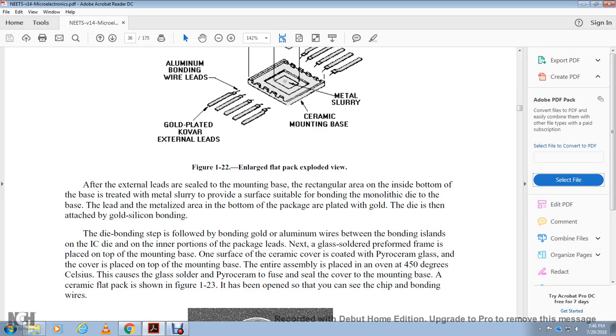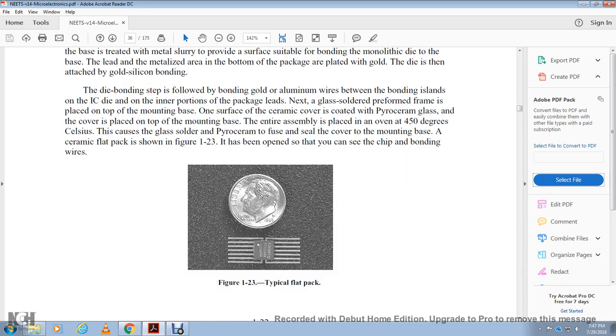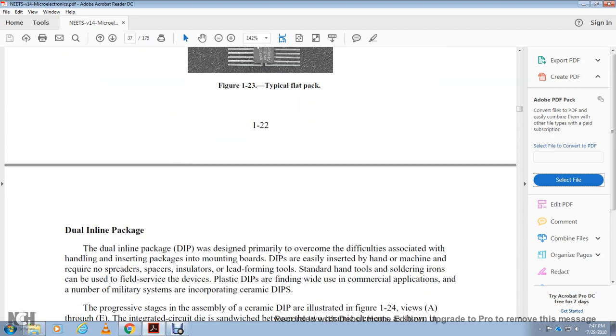The die bonding step is followed by bonding gold or aluminum wire between the bonding islands of the integrated circuit and the inner position of the package leads. Next, the gold sealing preform frame is placed on top of the mounting base surface, with the ceramic cover and pyroceram glass covering the plate at the top of the mounting base. The entire assembly is placed in an oven at 450 degrees Celsius. The glass side of the pyroceram seals the cover to the mounting base of the ceramic flat pack. Figure 123 is opened so that you can see the chip and the bonding wires. Typical flat pack.